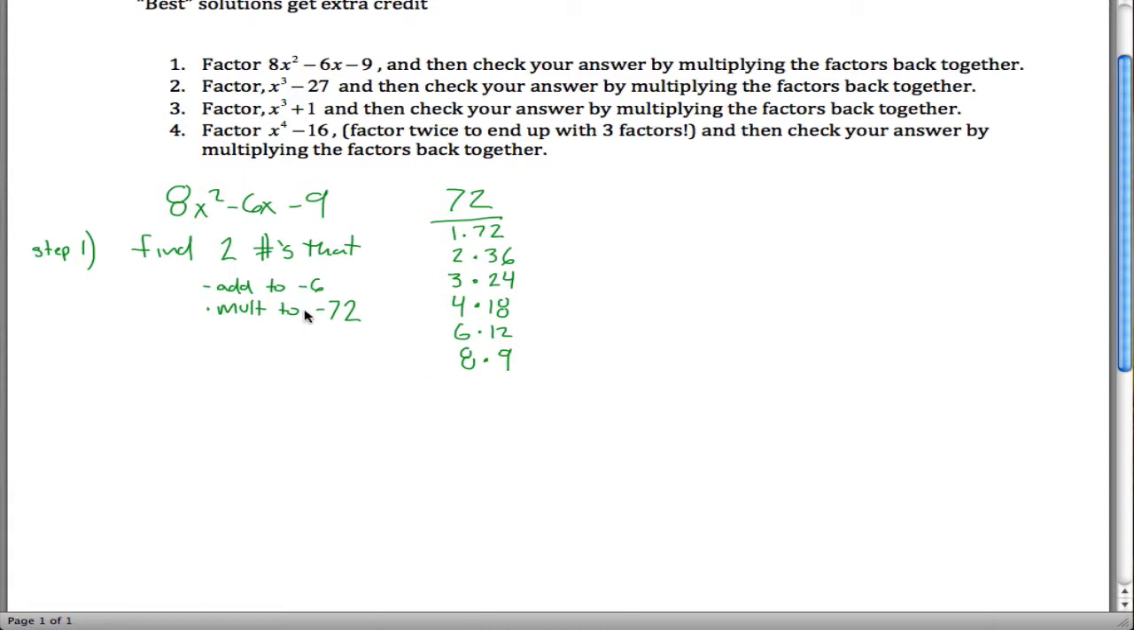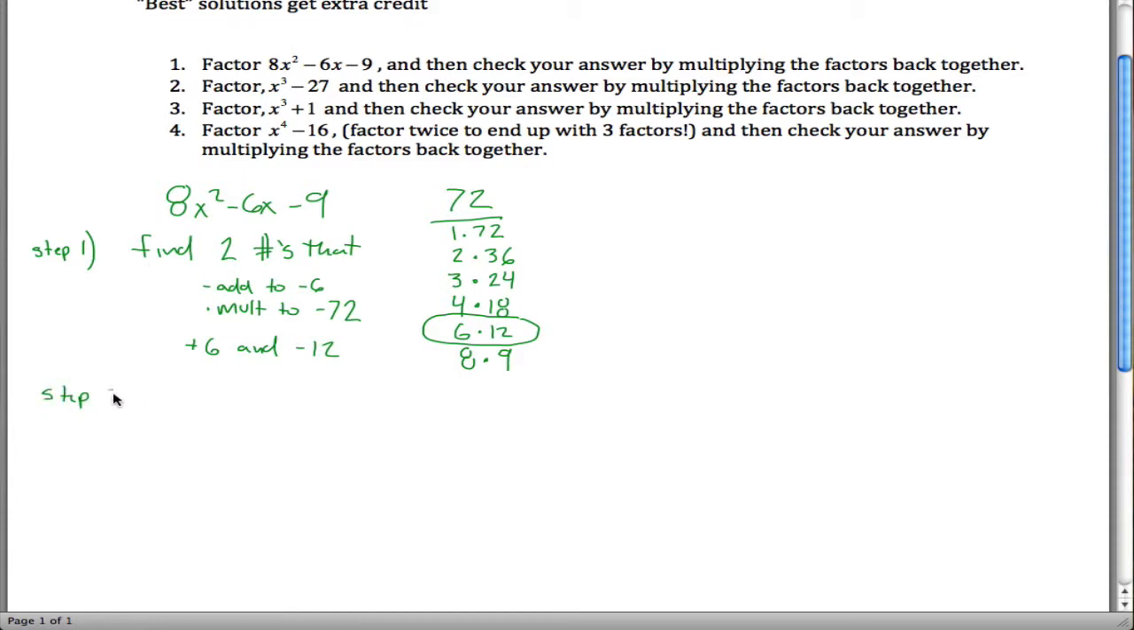So, okay, we want them to multiply to actually negative 72, so we want one of the two numbers in our pair to be negative. We want them to add to negative 6. So I think this is the pair we want to look at here. If we make the 12 negative and the 6 positive, in other words, if we take plus 6 and negative 12, I think we'll get what we need.